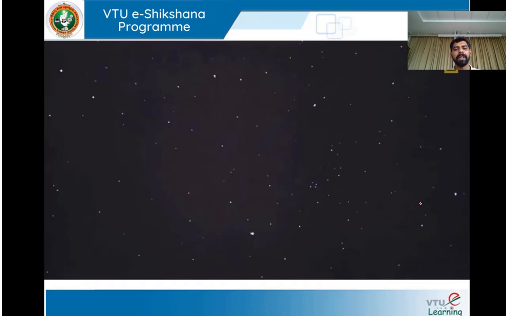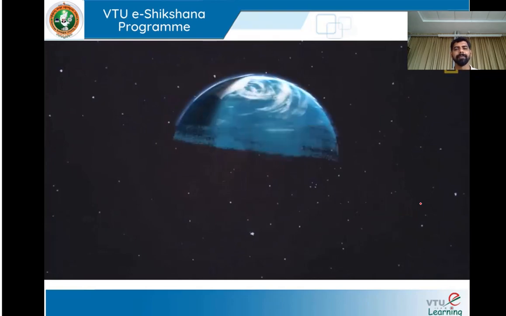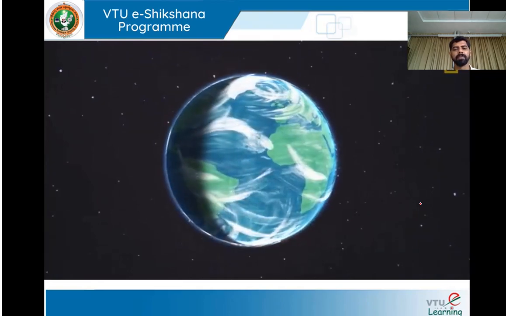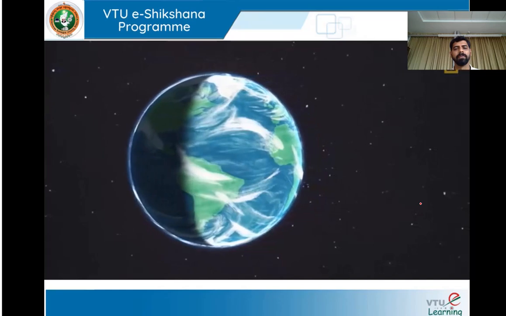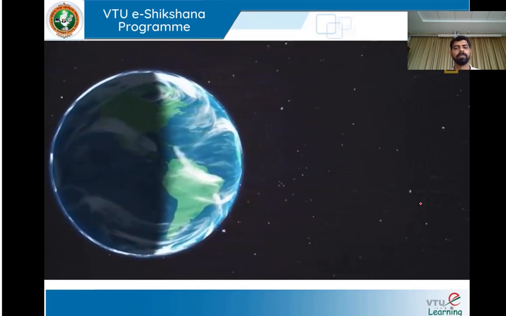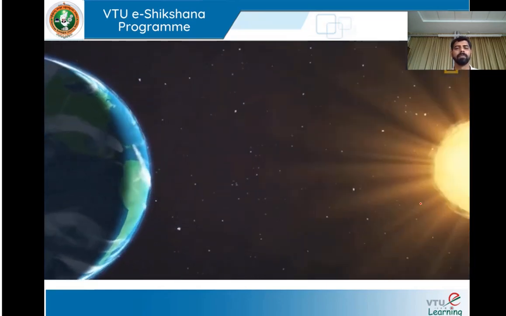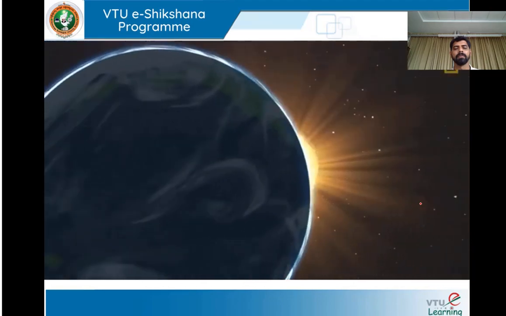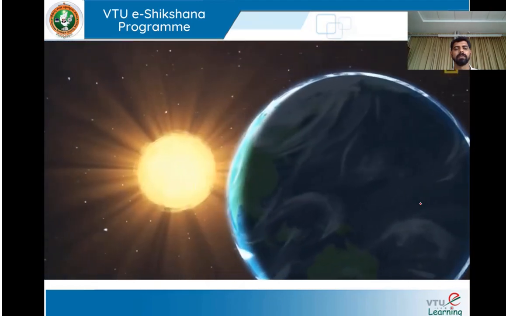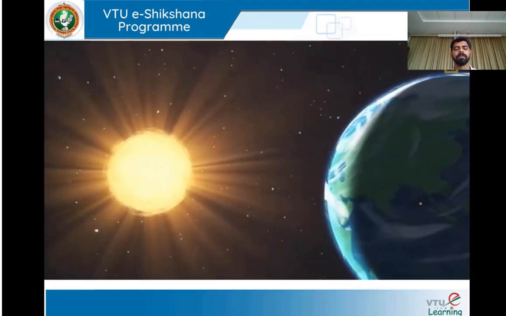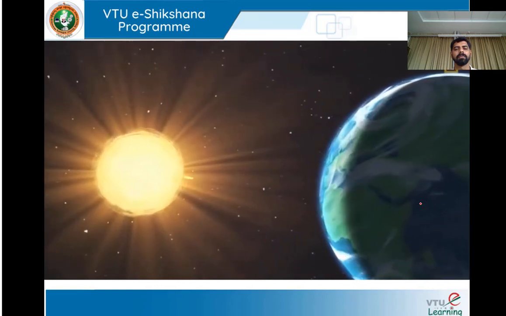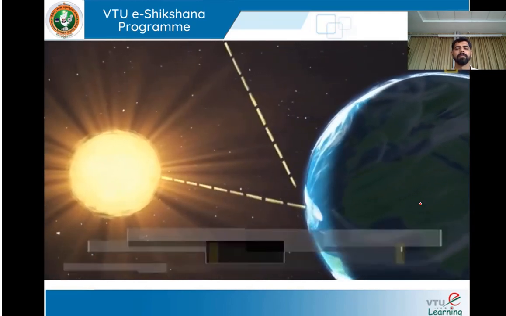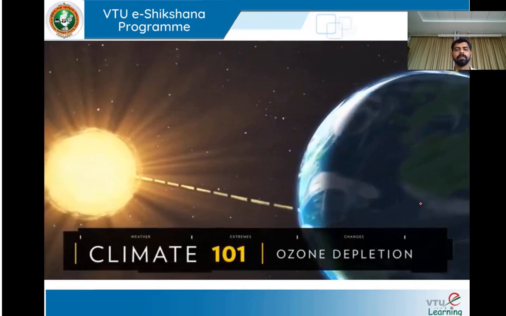Before I wind up, just have a look at the ozone depletion. 15 to 35 kilometers above Earth's surface, a gas called ozone surrounds the planet. The ozone layer acts as a barrier between Earth and ultraviolet radiation from the sun. However, pollution has caused the ozone layer to thin, exposing life on Earth to dangerous radiation.